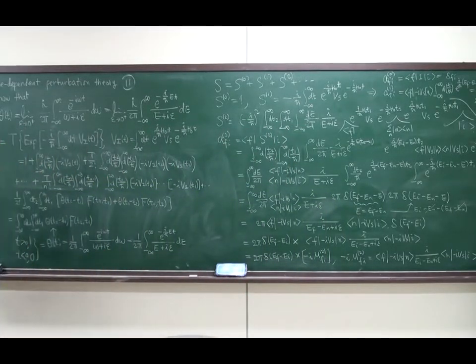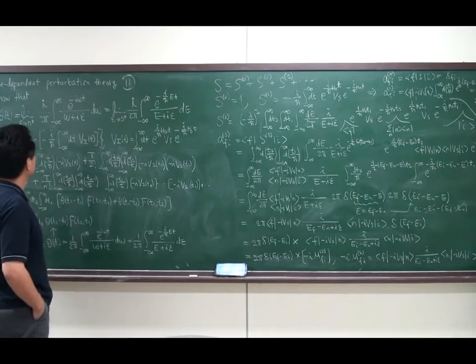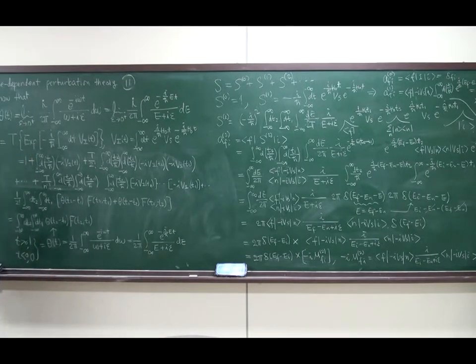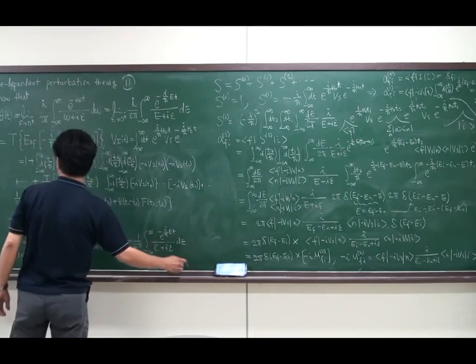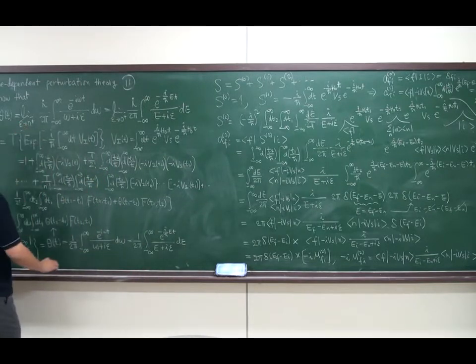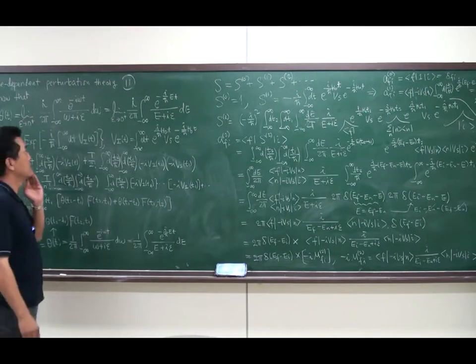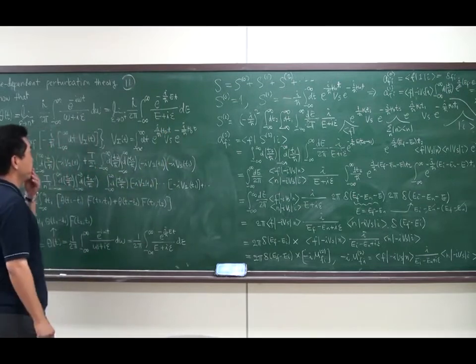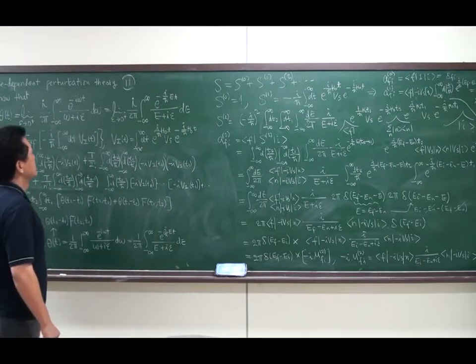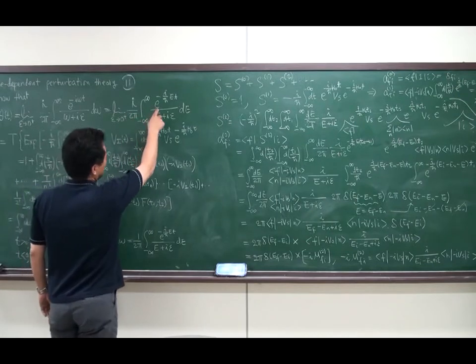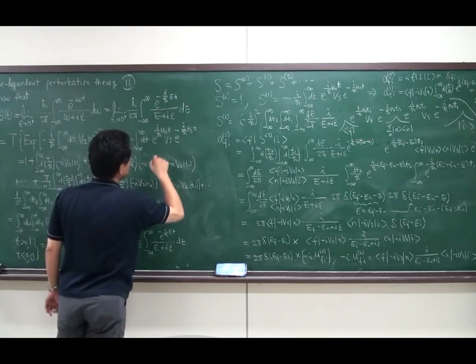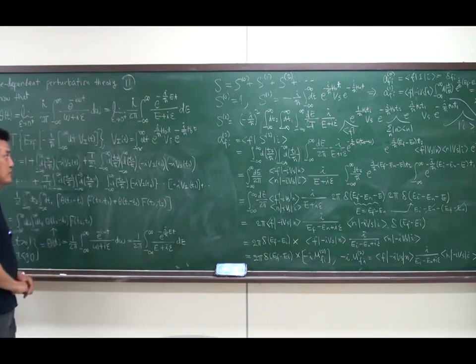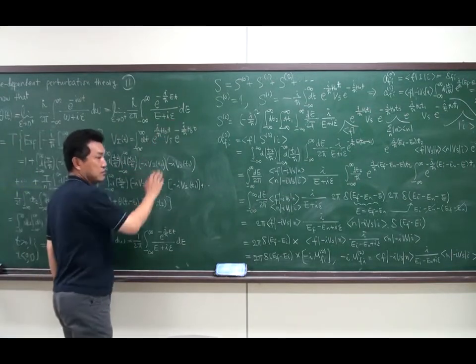In the last class, we derived the relation. The theta function can be expressed as an integral along a real axis, as epsilon goes to plus zero: i over 2 pi, integration over energy, exponential of minus i over h bar E t, divided by E plus i epsilon. Note that this epsilon has a positive value.